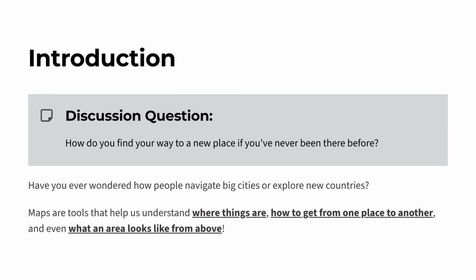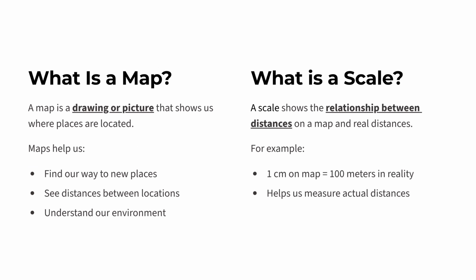Here's a question. How do you find your way to a new place if you've never been there before? Do you ask someone for directions? Maybe use Google Maps? People all over the world use something special to find places and understand their surroundings. That's right, maps. Maps help us see where things are, how far they are from each other, and what an area looks like from above. Without maps, traveling or exploring new places would be really confusing, right? Let's begin with the basics.